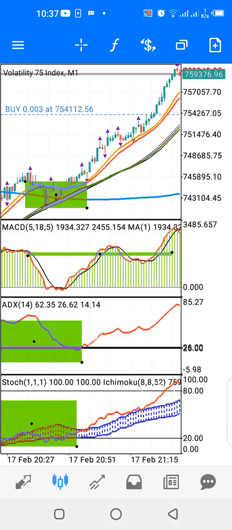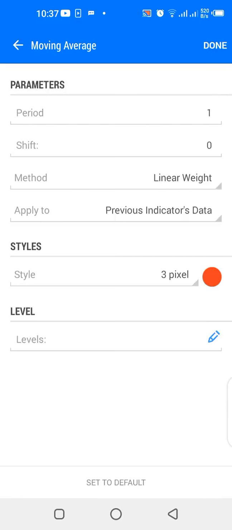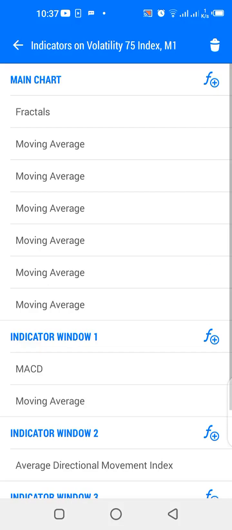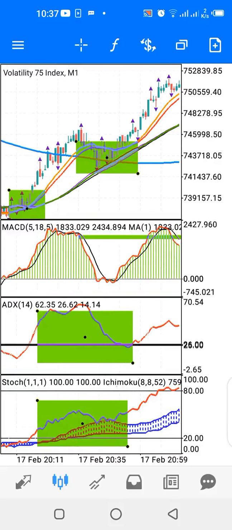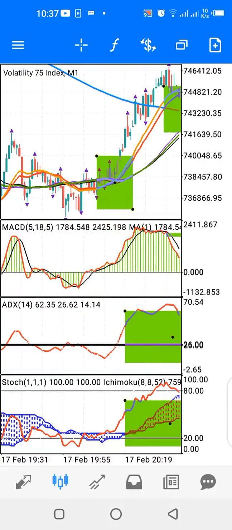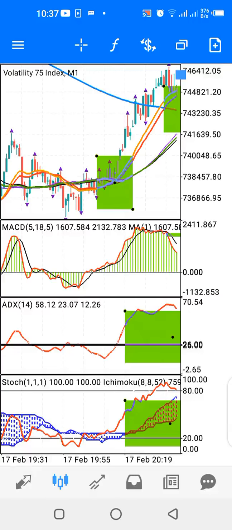So apart from the MACD, on the indicator window we have moving average. Period 1, shift is 0, method is linear weight. Apply to previous indicator's data, and the color is red. So for how it works, when the red and black lines cross above the zero level, you have your buy.